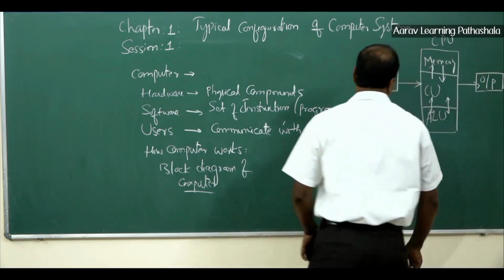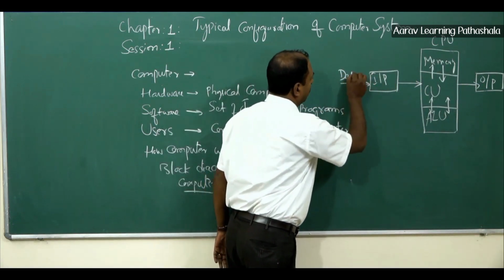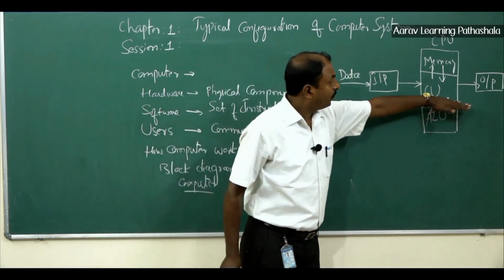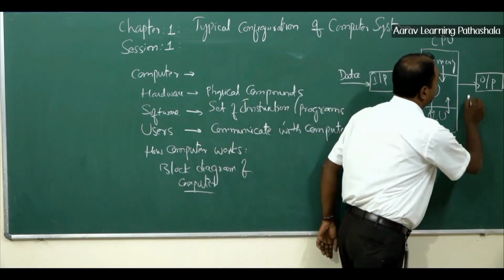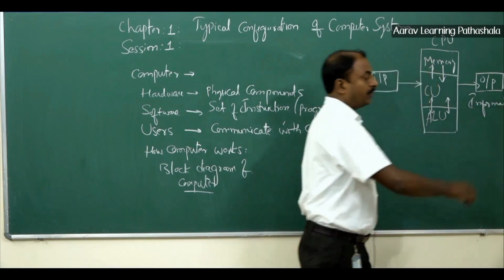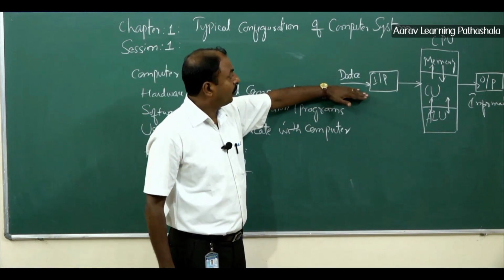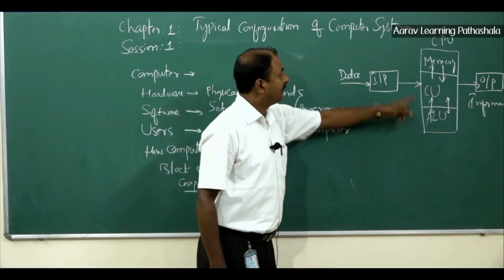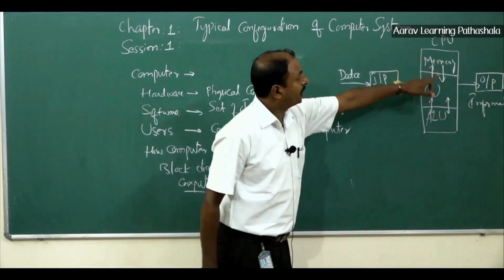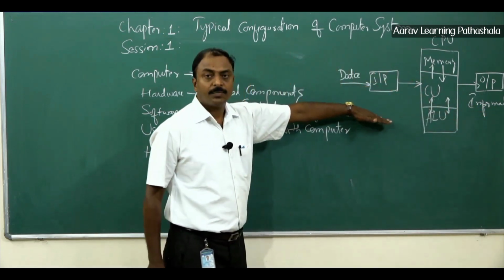In this block diagram, first we talk about data, and after the output device you can see information. What is data? Data is a raw fact, or before processing it is data. And what is information? Information is nothing but what you get after processing. So this is nothing but the data processing cycle.